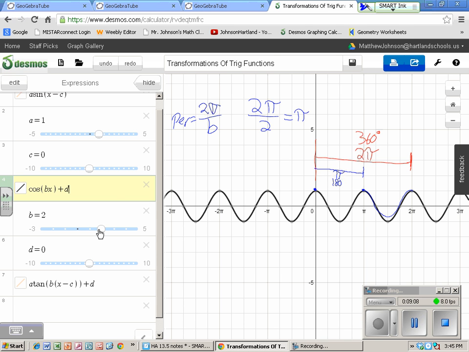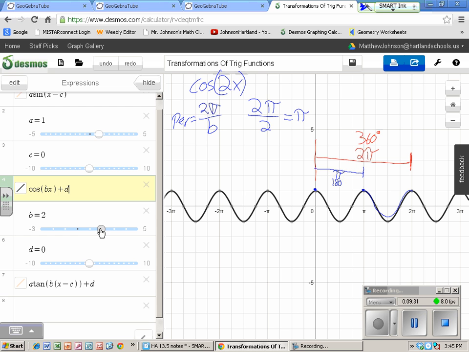With a b value of 2 in the equation, what we're looking at is cosine of 2x. You could think of it as the graph repeating itself twice as fast, or it's taking half the distance to repeat itself. Those mean the same thing, just how you look at it. So that's the idea of the period.